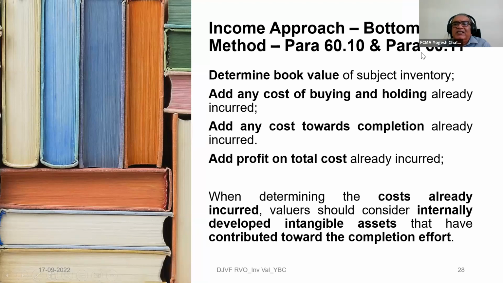Now, this may sound easier, but in reality, it is very challenging actually, because to ascertain a cost towards completion already incurred in a processing company which is having a processing 24/7. There are many industries which are 24/7 process companies. So there to ascertain this cost will be a very challenging task. So any cost towards completion already incurred and a profit on a total cost already incurred.